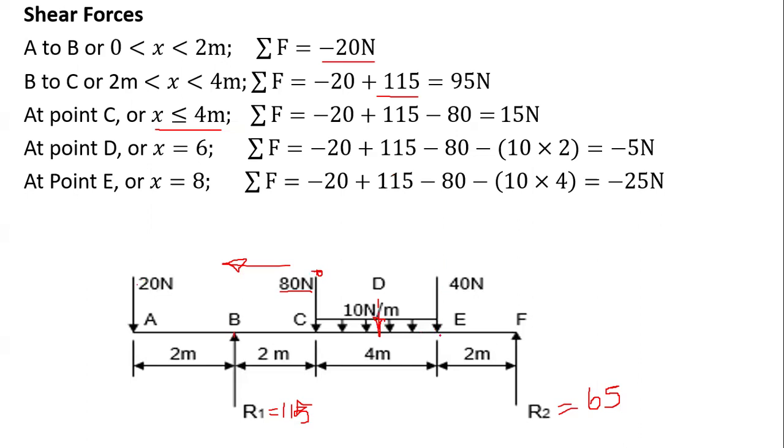So what do I have? I have negative 20 plus 115. 115 is positive. 80 is also negative, so that's negative 80. Then since I'm at point E, I'm going to use the whole UDL, 10 multiplied by the whole distance, which is 4. 10 multiplied by 4, and it's negative because it's acting downwards. And what is my answer? Negative 25.